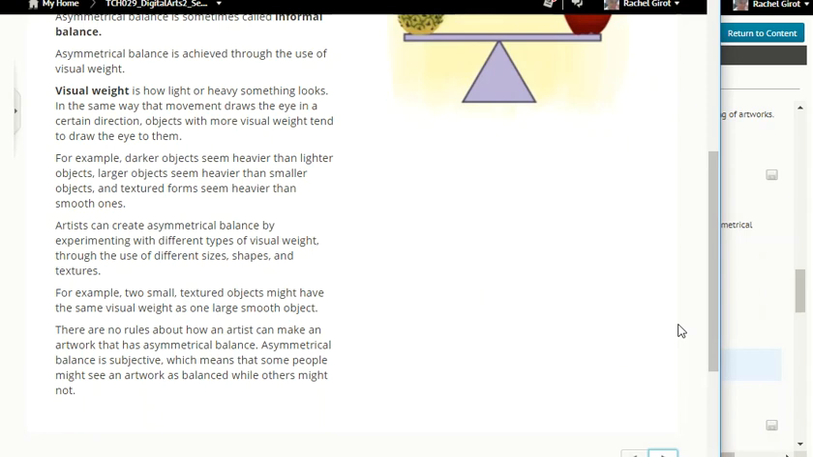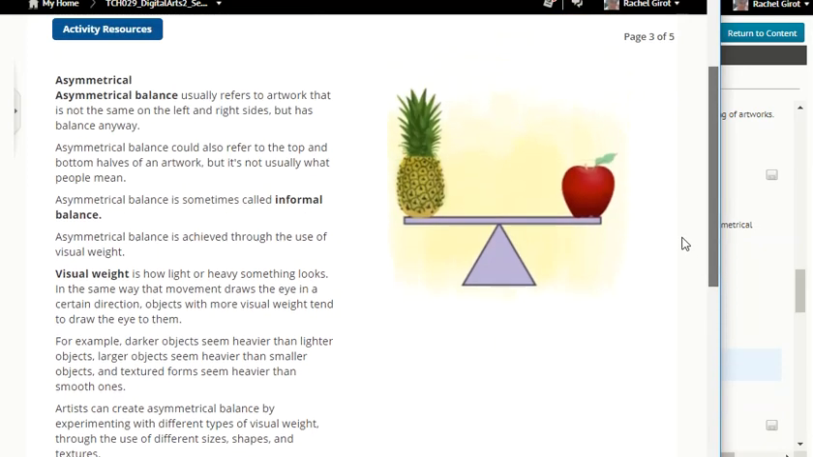There are no rules about how an artist can make an artwork that has asymmetrical balance. Asymmetrical balance is subjective, which means that some people might see an artwork as balanced while others might not.